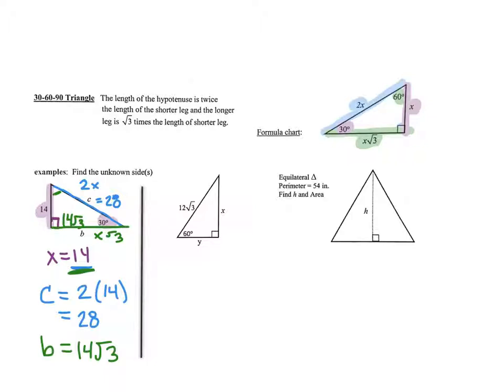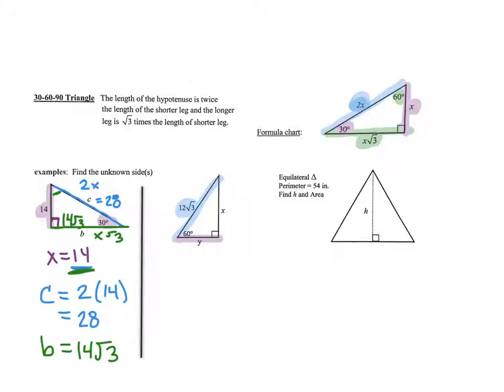Okay, taking a look at this next example. Once again, it's a 30, 60, 90 right triangle. This is my 60, my hypotenuse across is the side that we know. So this 12 square root of 3 is, in our formula chart, represented by 2x. The first thing we want to do is figure out what that x value is. What is this length represented by our 30-degree angle?